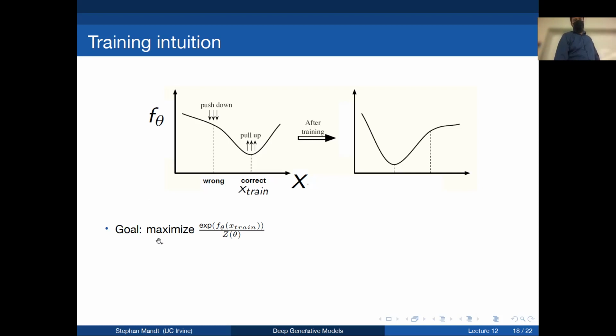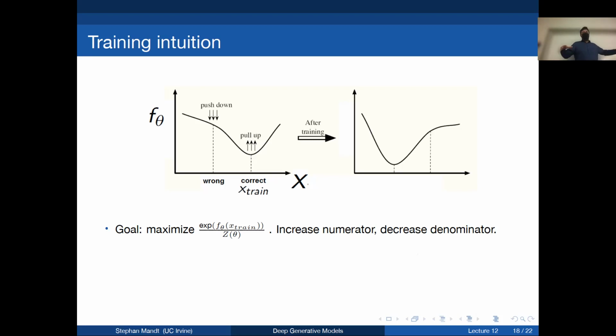So what do we actually try to achieve? We want to maximize this energy-based model, which is the exponential of f evaluated on the training data divided by the normalization constant Z of theta. Now the problem is that if we want to increase the numerator, then because of the normalization constraint, this also induces a decrease of the denominator. So if we just pull everything up, then we're essentially violating the normalization constraint.